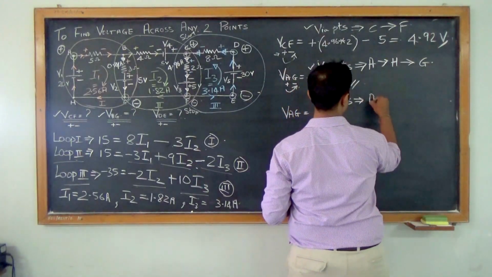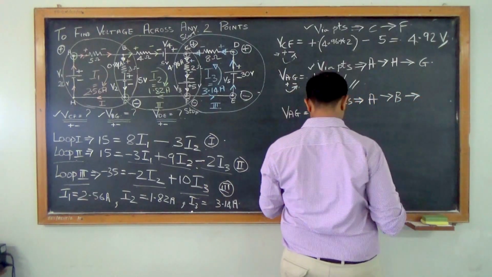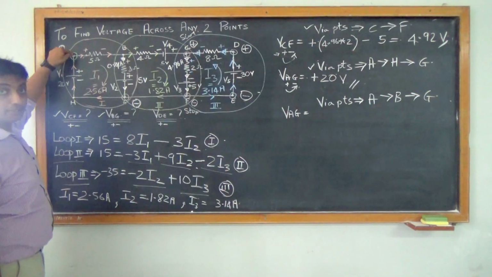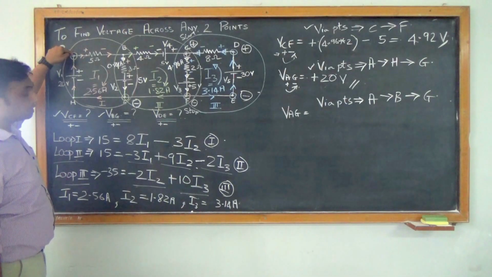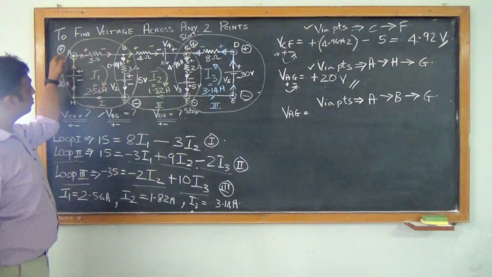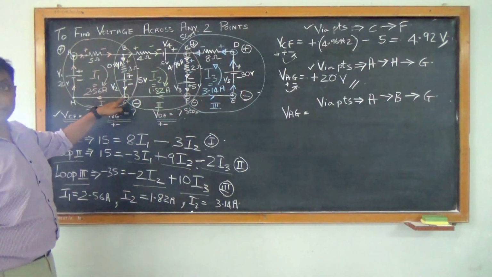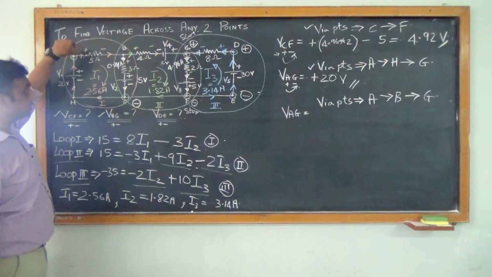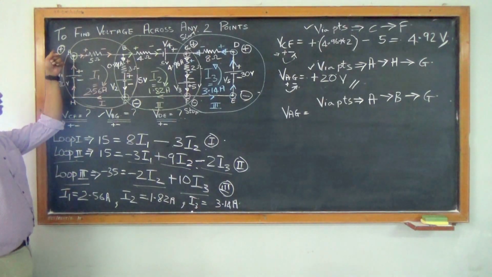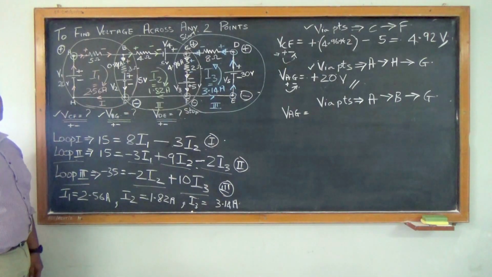A to B and B to G. Now, as I told you, if you want to find out the voltage across any 2 points, you can take this loop, this loop, this loop, or this loop. Only what you have to remember is you have to start from one point and end at the other point, and highlight your positive and negative terminals of your multimeter.